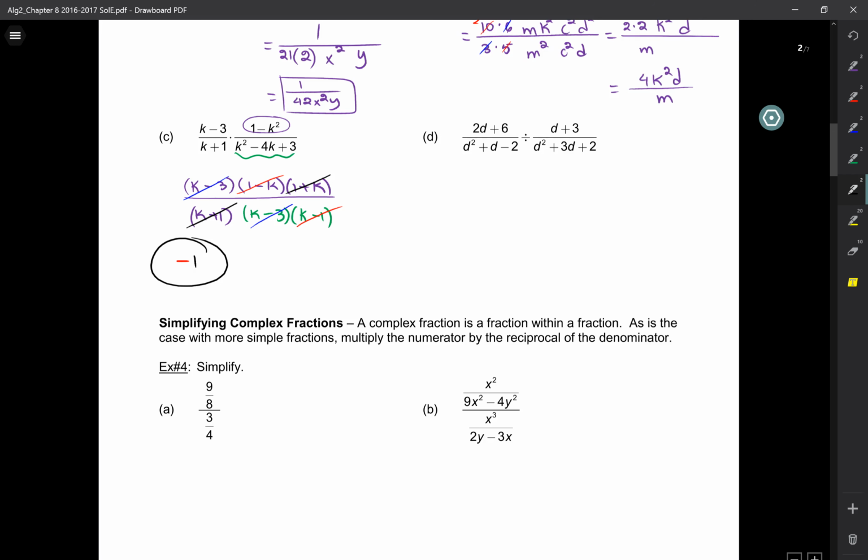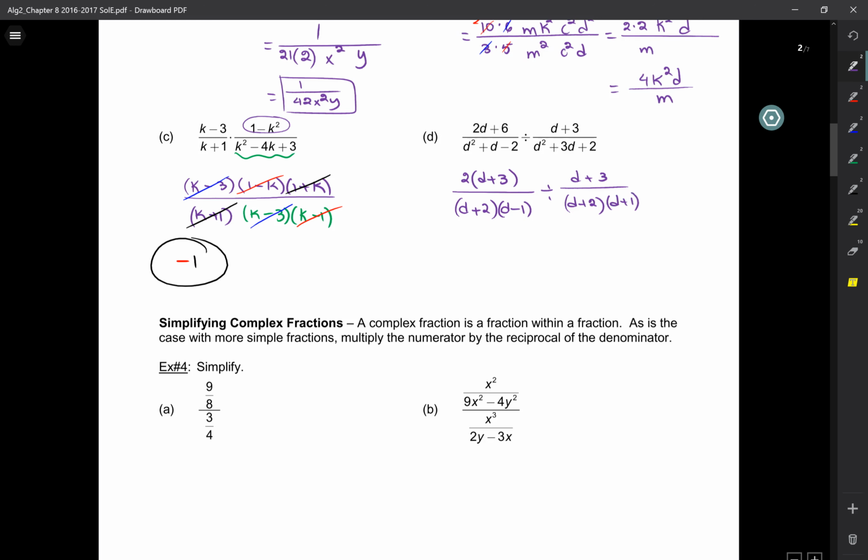Okay, we're factoring here from the first one. I factor out a 2 over d plus 3. No. D plus 2, d minus 1. Right? Yes? Okay, so this is divided by d plus 3, d plus 2, d plus 1.